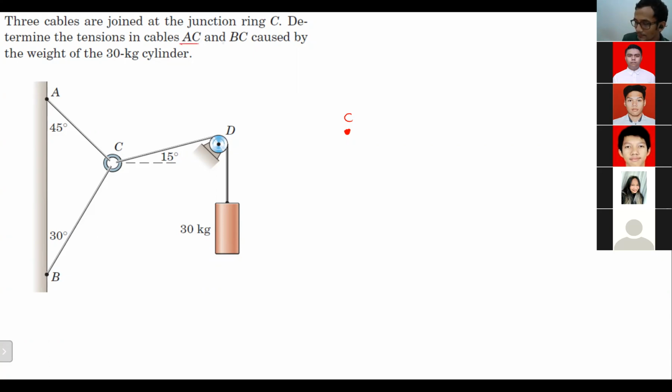This one, right? The variables, sir, the variables that we need to solve. The tension of AC and BC, sir, because the tension in CD is already determined, since it's the same as the mass times gravity. Correct, Omar.